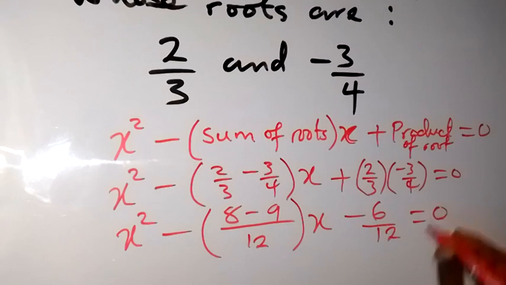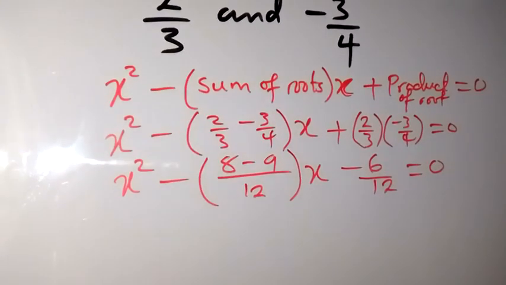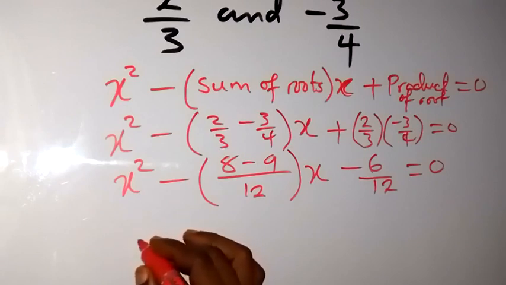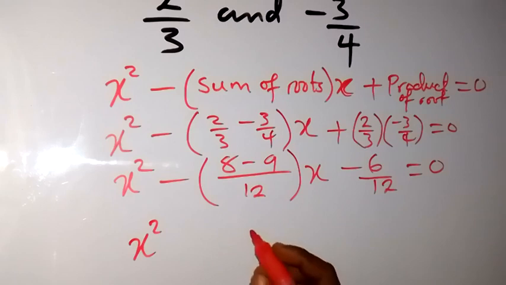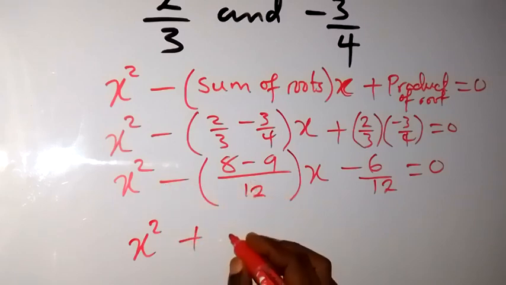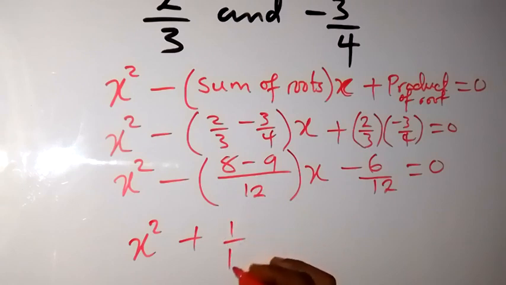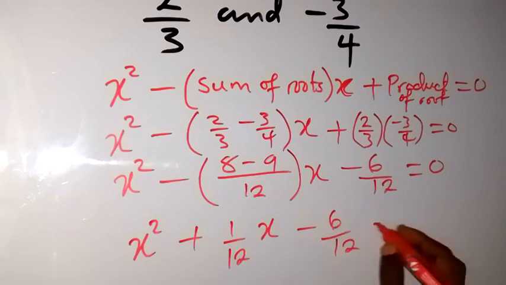Then equals to 0. By the time we look into this, we can see that we are going to have x squared. Then we have 8 minus 9, we have minus 1. Then minus open bracket, that's plus 1 over 12. Then x. Then minus 6 over 12, which is equal to 0.